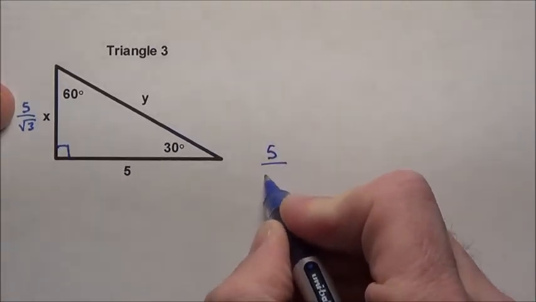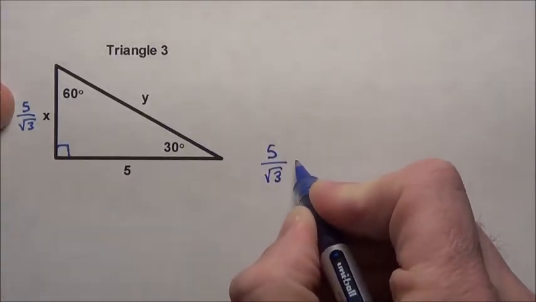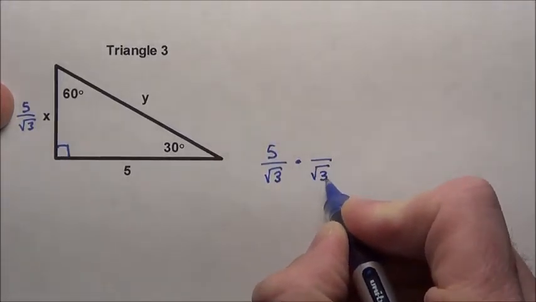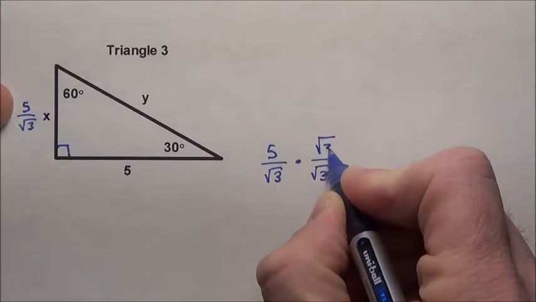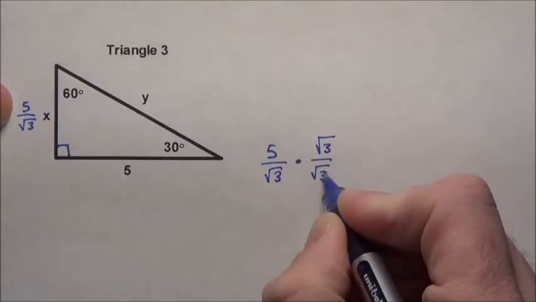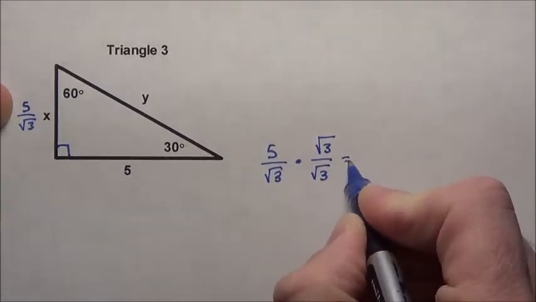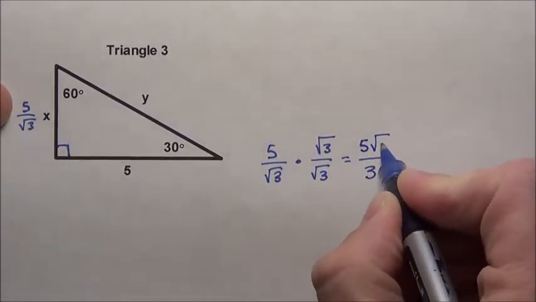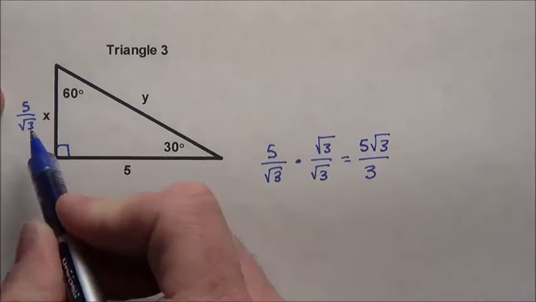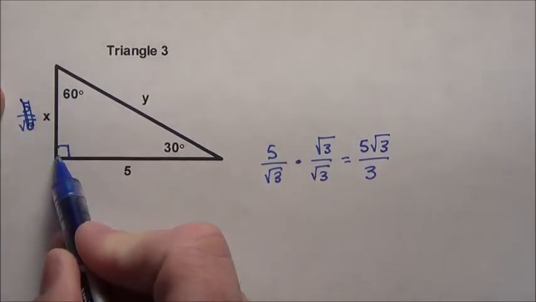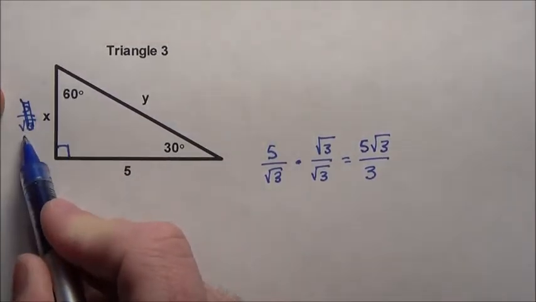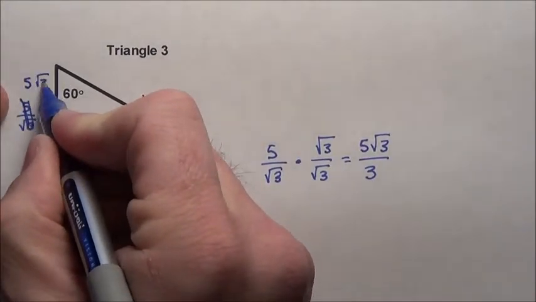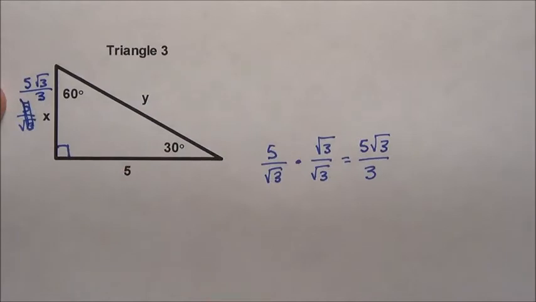Remember what we did? We take that 5 over square root of 3, and to get rid of that square root of 3, we multiply by root 3 down at the bottom, which means the top has to be a square root of 3 too, so that's worth 1. Root 3 times root 3 is simply a 3. And up top we're going to have 5 root 3. So this x side, instead of being written as 5 divided by square root of 3, is properly written as 5 square root of 3 divided by 3.